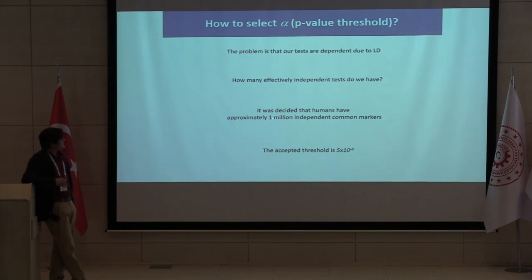So it turns out that the human genome has effectively 1 million common markers. So the standard 5% threshold turns out to be 5 × 10^-8. This works. Now, the major reason the community believes in this simple idea and nobody's working on more complex methods is because it's working.